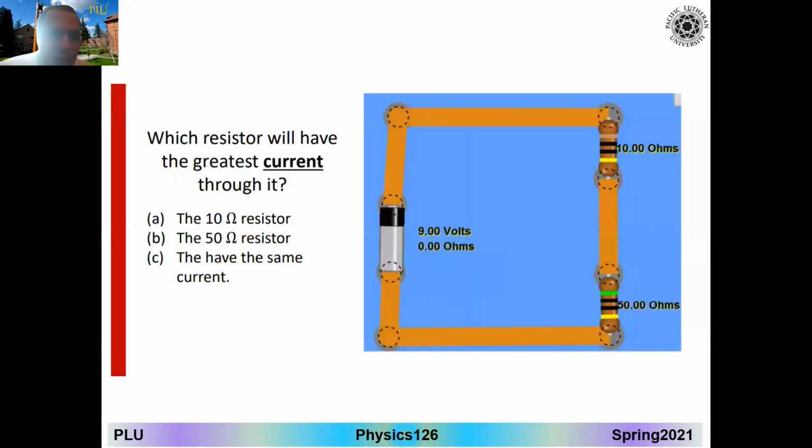Let's see an example. Suppose you are given a circuit with a 10 volt battery connected with 2 resistors. By the way, this is the real shape of the resistors. Those strips are the code used to find the value of each resistor.